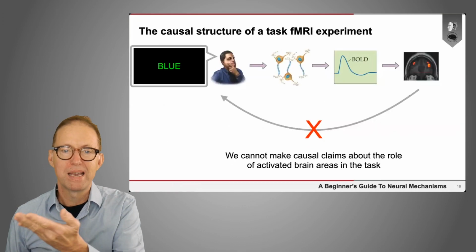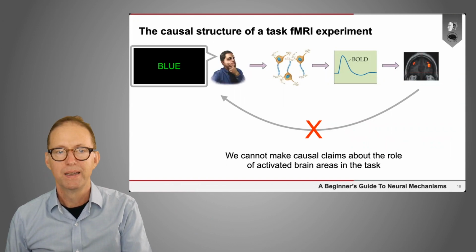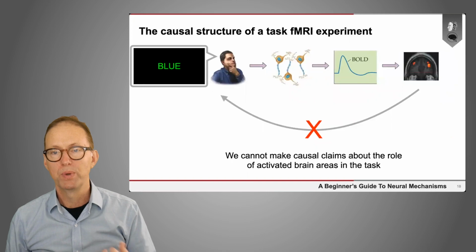So we can't make this kind of backward causal claim about the causal role of a brain area in a task, given that it's been activated. We need lesion data to help us make that sort of claim.